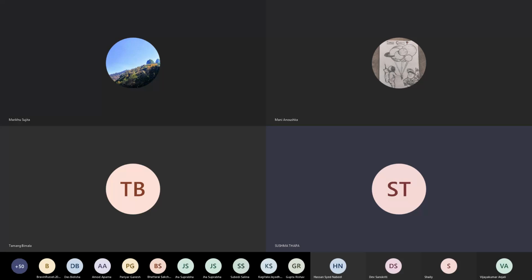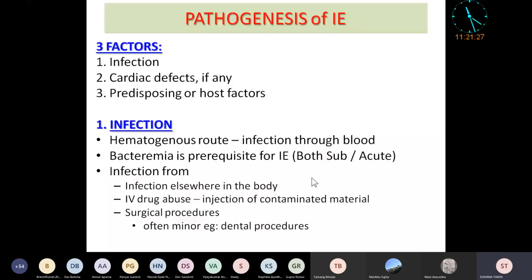Infective endocarditis, there should be presence of organism in the blood, which is known as bacteremia.